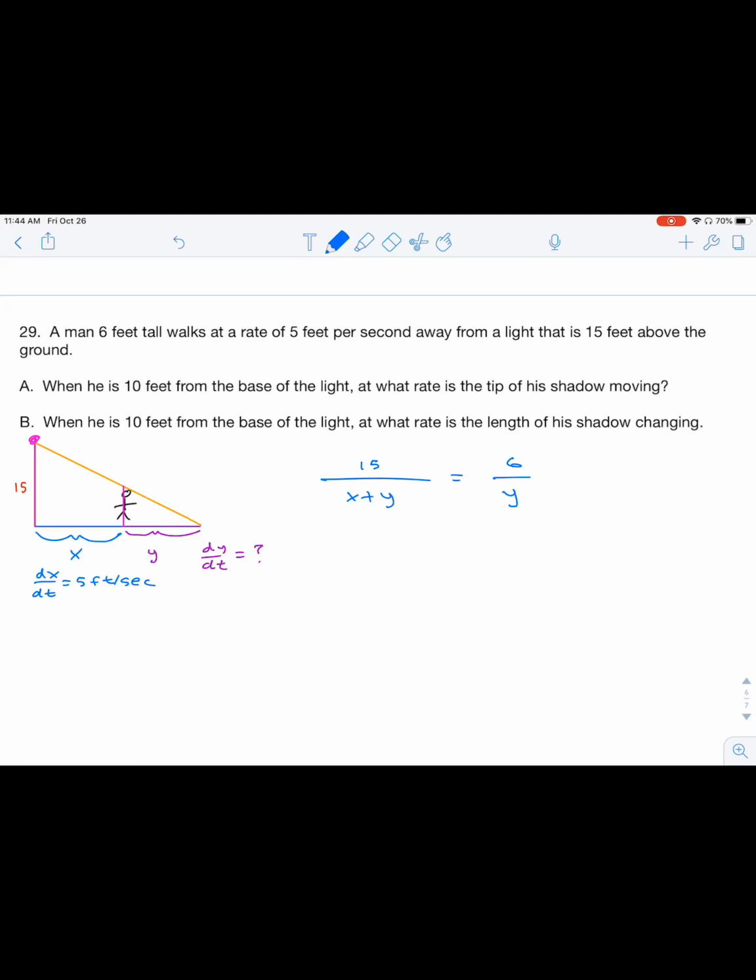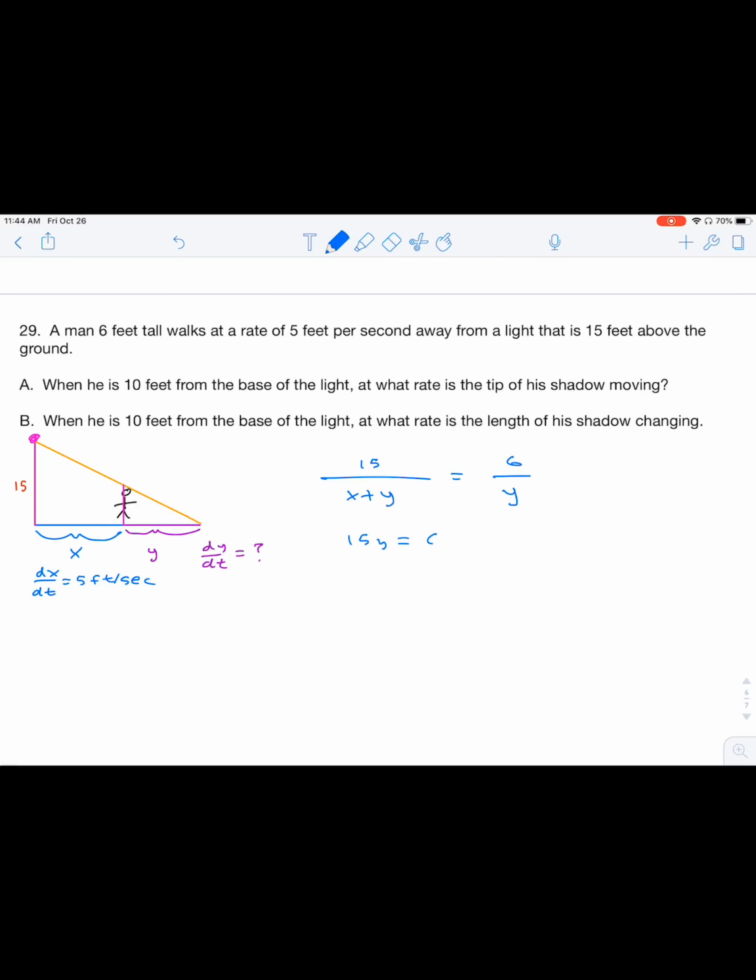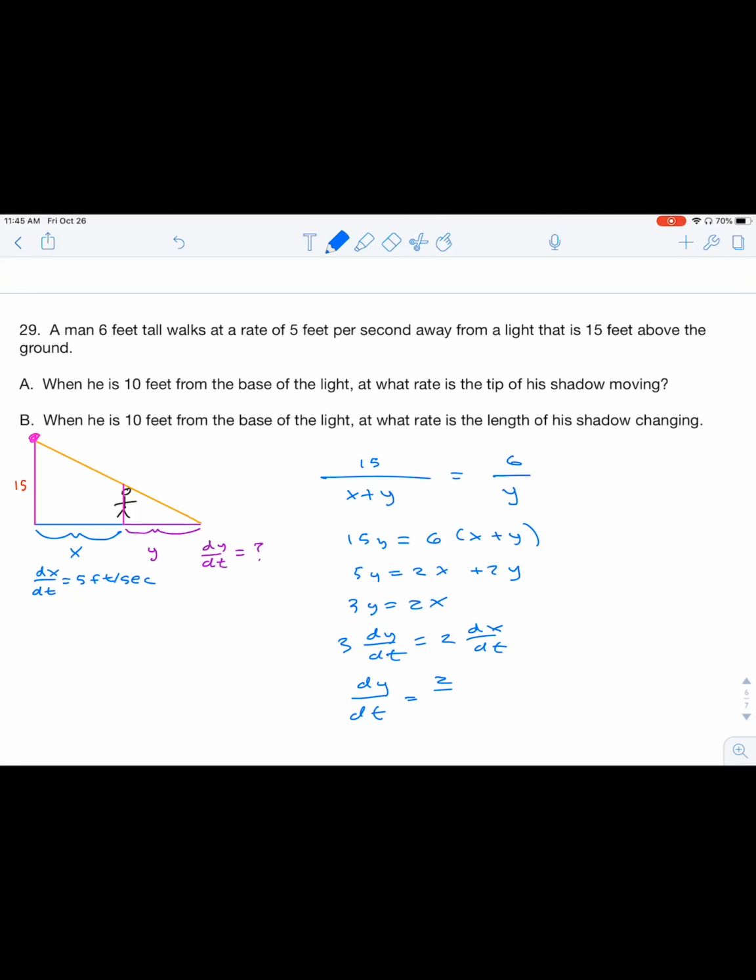So doing a little simplification, I'm going to get 15y equals 6 times (x plus y). And actually, let's divide by 3. So 5y equals 2x plus 2y. Okay, so what do we get? Let's clean this up just a little bit more. So 3y equals 2x. So now let's go take a derivative. So I get 3 dy/dt equals 2 dx/dt, which means dy/dt equals 2/3 times dx/dt.